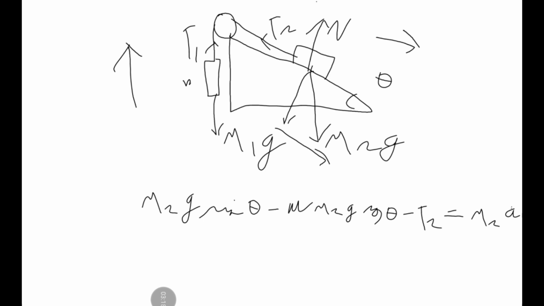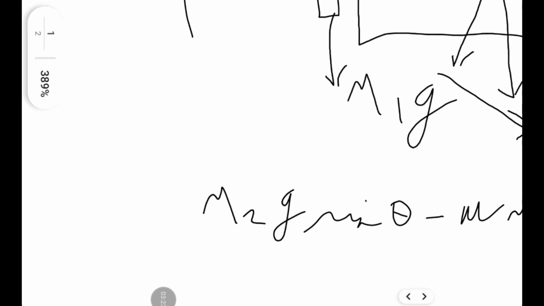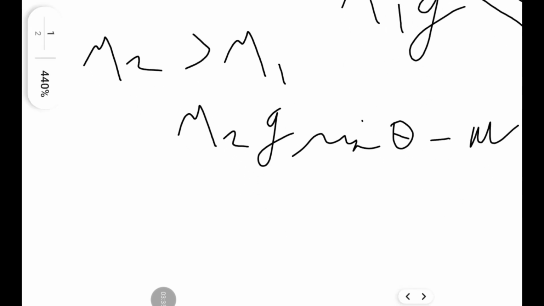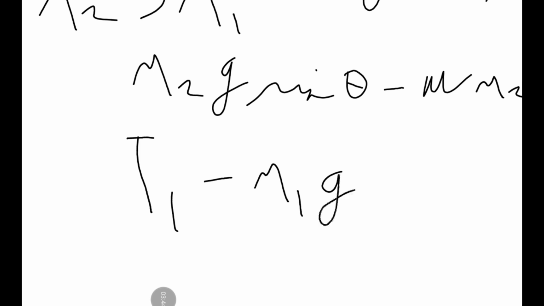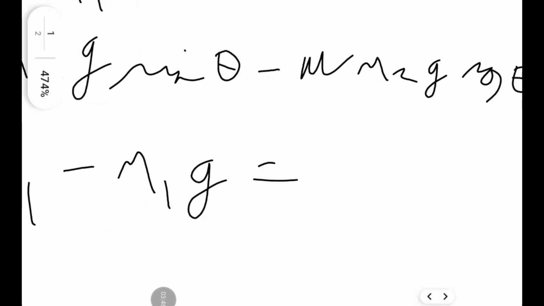Now, in this problem, we're going to assume something very important: that mass 2 is greater than mass 1, so that we know that's going to be the direction of the system. If mass 1 was greater than mass 2, the system would go the other way. Now, the next part is defined as tension 1 minus mass 1 times gravity is equal to mass 1 times acceleration.